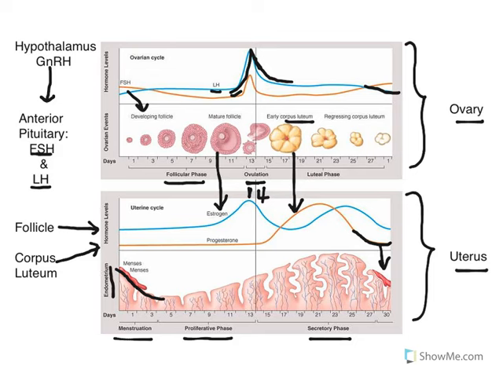If fertilization does not occur, the low levels of progesterone and estrogen will again exert feedback control on the anterior pituitary, causing it to release FSH, and the cycle will start again.